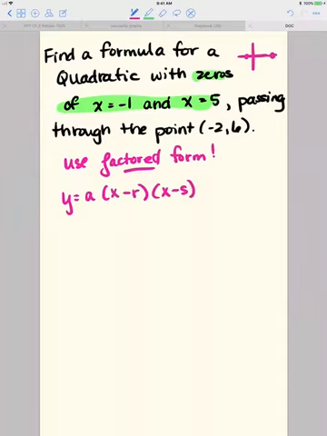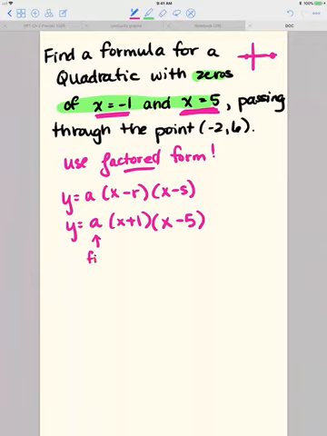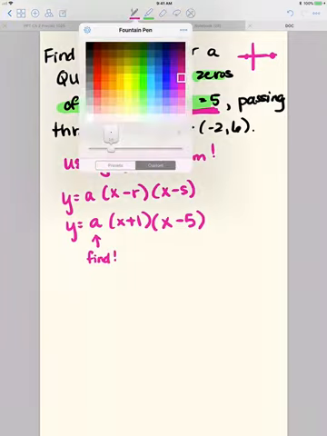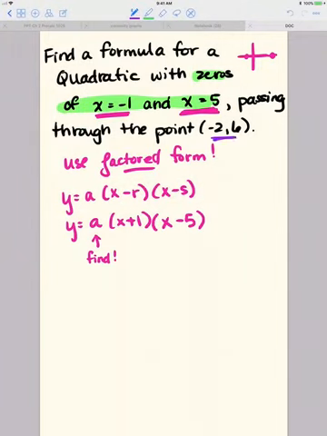So the fact that I have a zero at negative 1 gives me an x plus 1 as a factor. And my 0 of 5 gives me an x minus 5 as a factor. Again, you switch the sign when you put them into the factors. And now we just need to find our A value. Again, you can't just guess it. We'll take and use the fact that we have this given point that it passes through.